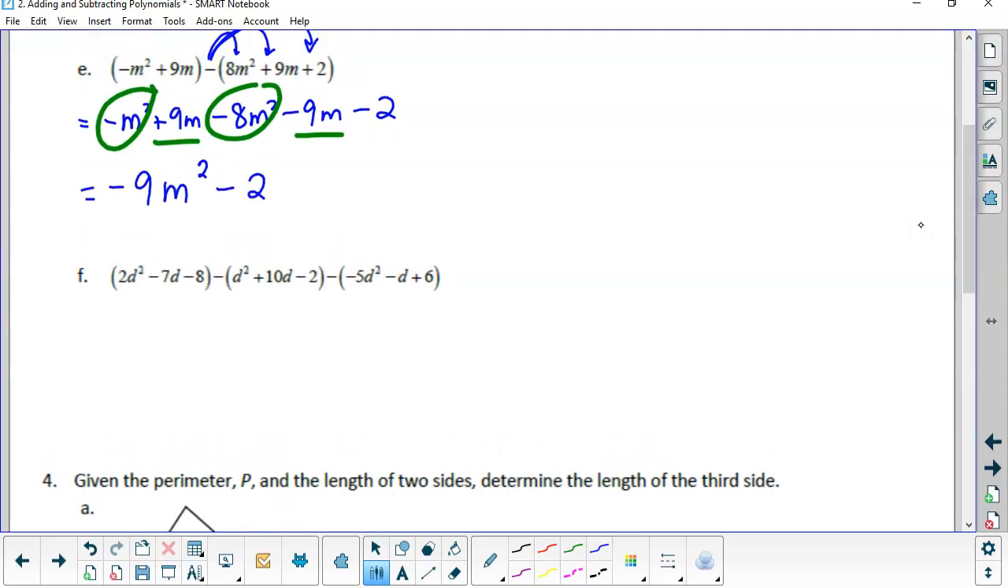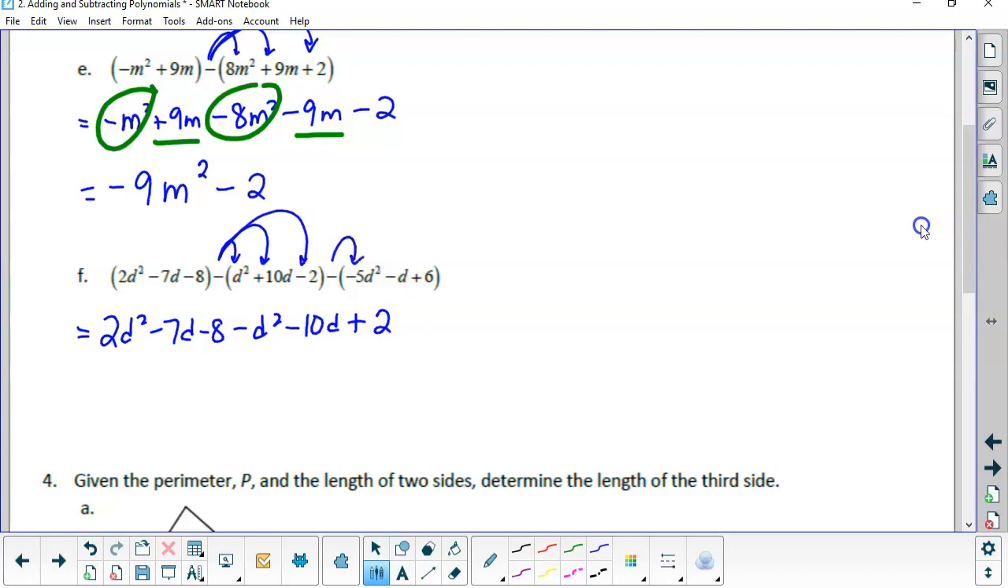Okay, and then F, again, the first bracket, nothing changes when you get rid of the brackets. Then subtracting a positive is subtracting. Subtracting a positive is subtracting. Subtracting a negative is adding. Here, subtracting a negative is adding. Subtracting a negative is adding. And subtracting a positive is subtracting. So, again, really good attention to detail. You have to be careful.